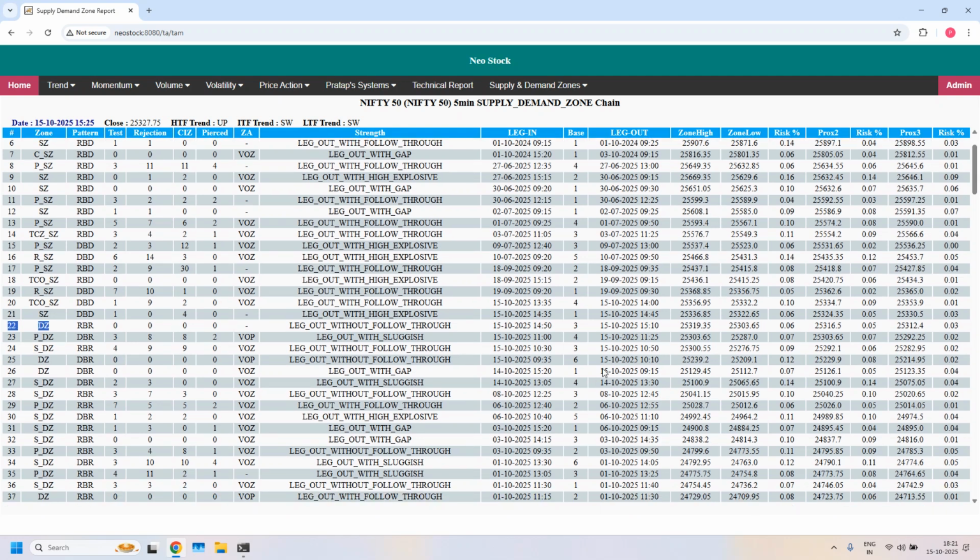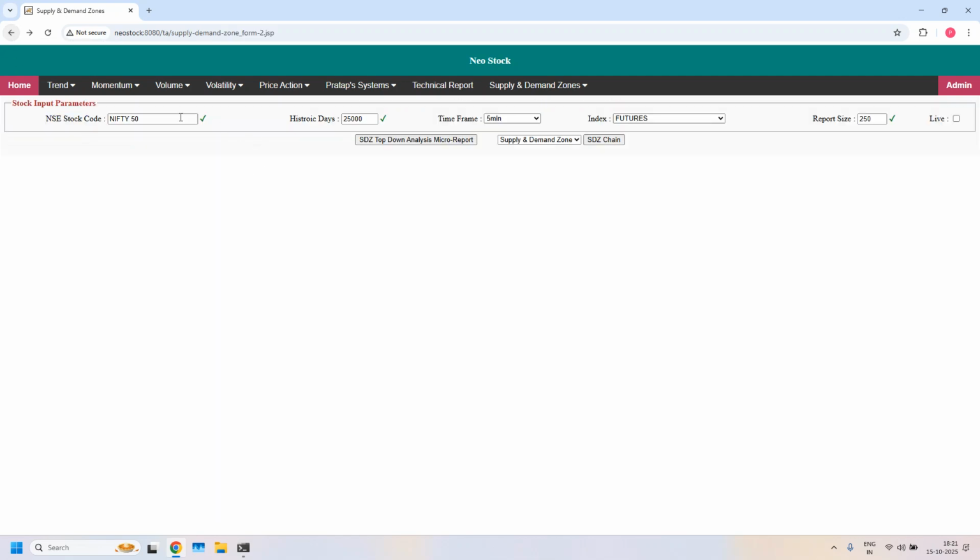Okay, so this is a NIFTY supply demand zone chain report generation for different time frames. Next, I will generate BANKNIFTY supply demand zone chain report. I am going back, changing the name to NIFTY Bank. That is nothing but BANKNIFTY. So, generating monthly supply demand zone chain for BANKNIFTY.